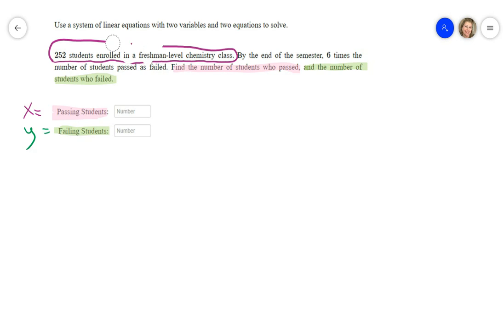I'm sorry, I meant to switch that to a different color. I meant to do that.